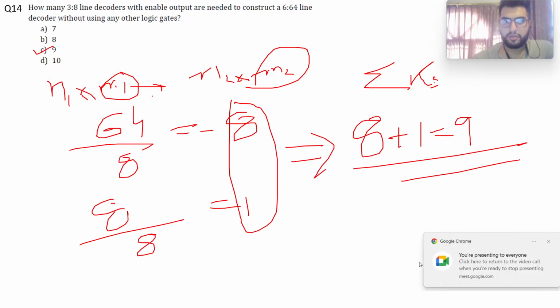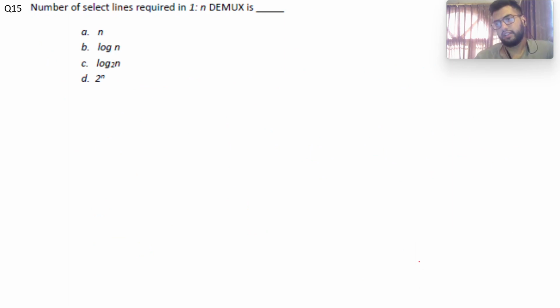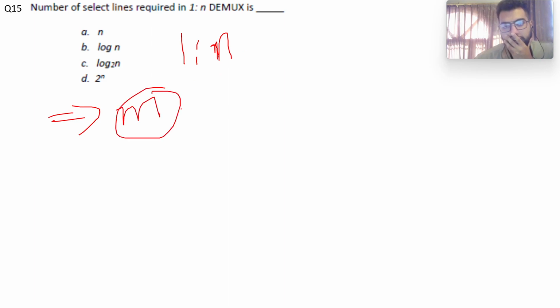Now towards question number 15. How many select lines are required in a 1 is to n demux? So the question asks us to find the number of select lines in a 1 is to n demux. Let's just say the number of select lines that a 1 is to n demux requires is m, and then that implies 2 raised to power m is equal to n, because the number of outputs is simply 2 raised to power the number of select lines, and n is your number of outputs.